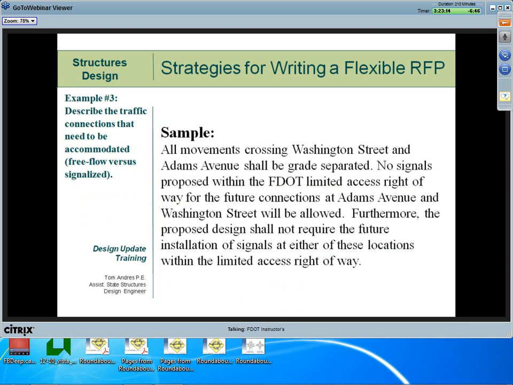Okay, moving on. Example number 3. Describe the traffic connections that need to be accommodated, free flow versus signalized. So in this example, Washington Street and Adams Avenue are to be grade separated with no signals allowed. Any thoughts on this one? Yeah, this one's probably fine. Yeah, that's good.